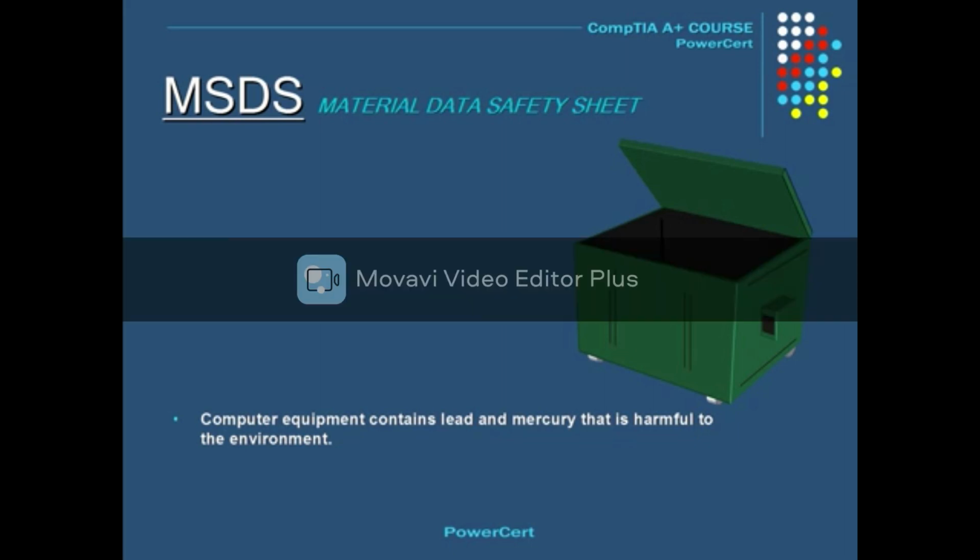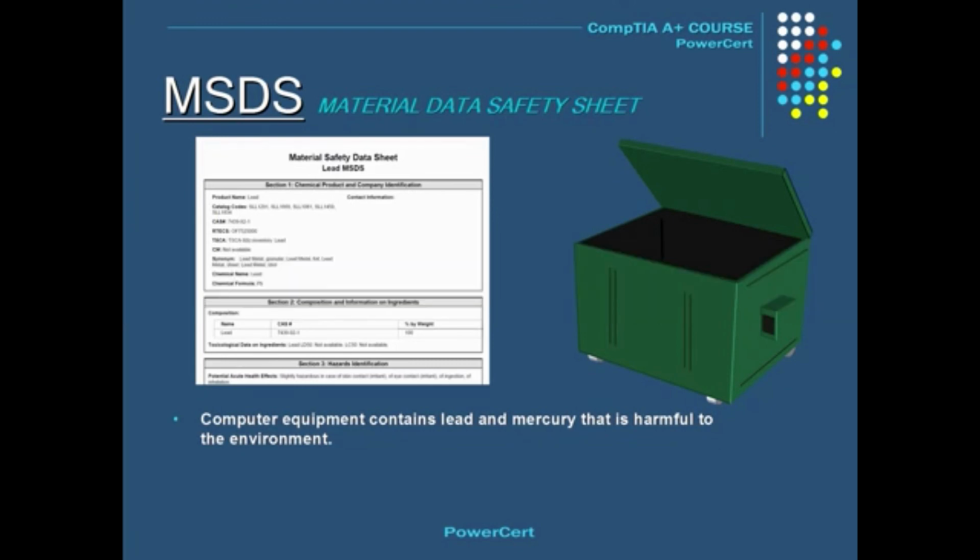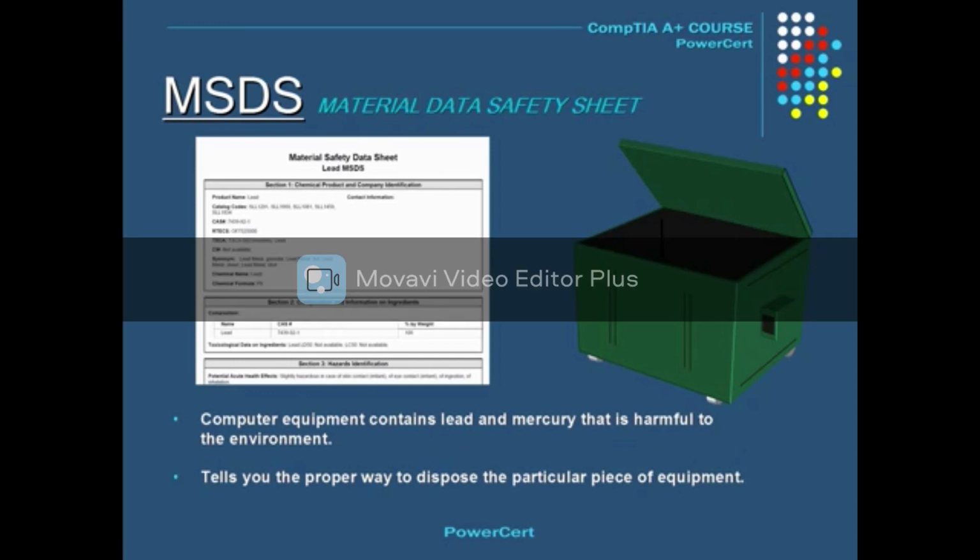And if you're not sure how to dispose it, there is a data sheet you can find called the MSDS, which stands for Material Safety Data Sheet, and this will tell you the proper way to dispose that particular piece of equipment. The MSDS will typically be offered by the manufacturer, or you can download a copy of it from the EPA.